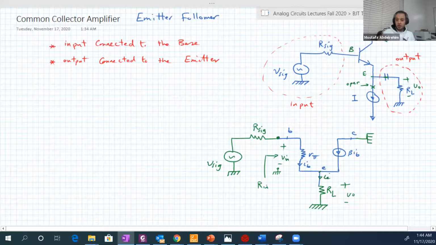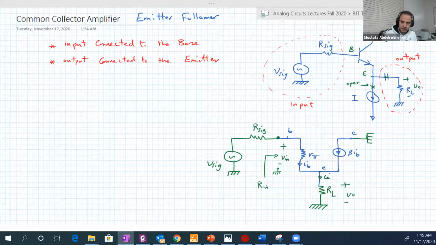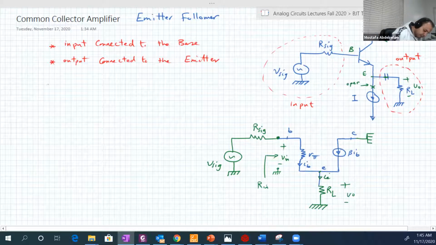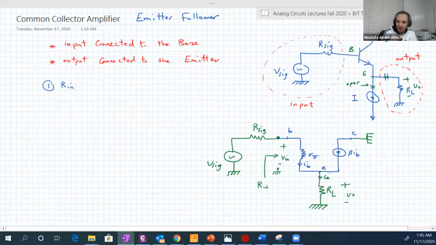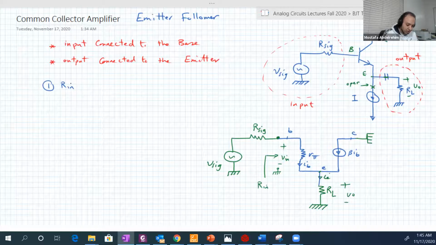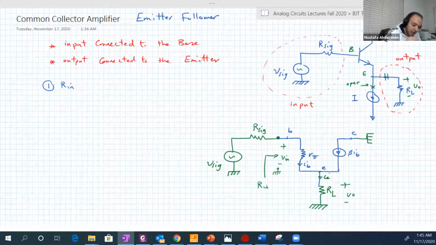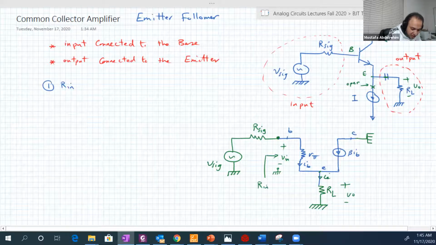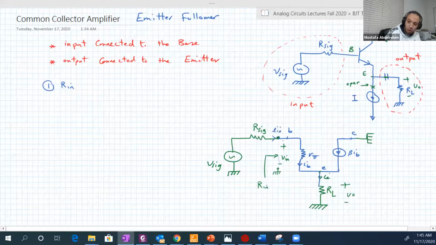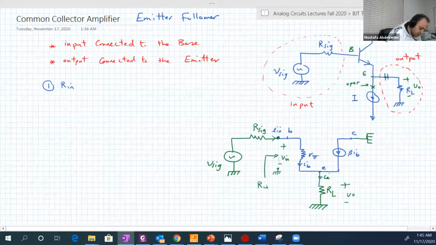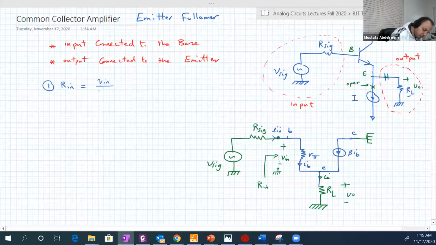Good. So let's find our basic characteristics of any amplifier: our input resistance, our output resistance, and AV, the voltage gain. Number 1, our input resistance. Sometimes I call it RI or RIN, all are the same. What is our input? Our input is between this terminal and the ground, so it's equal to V input over I input, assuming there is a current called I input flowing in that branch.